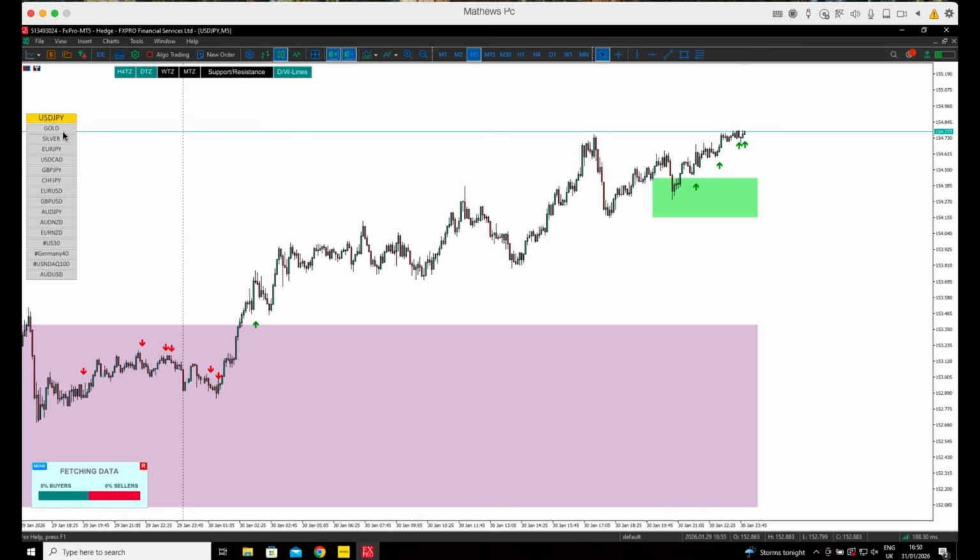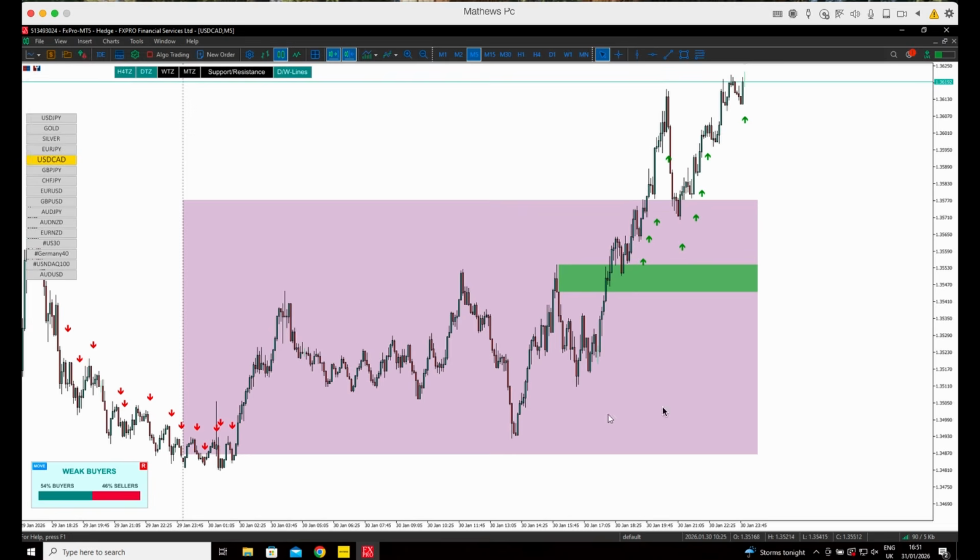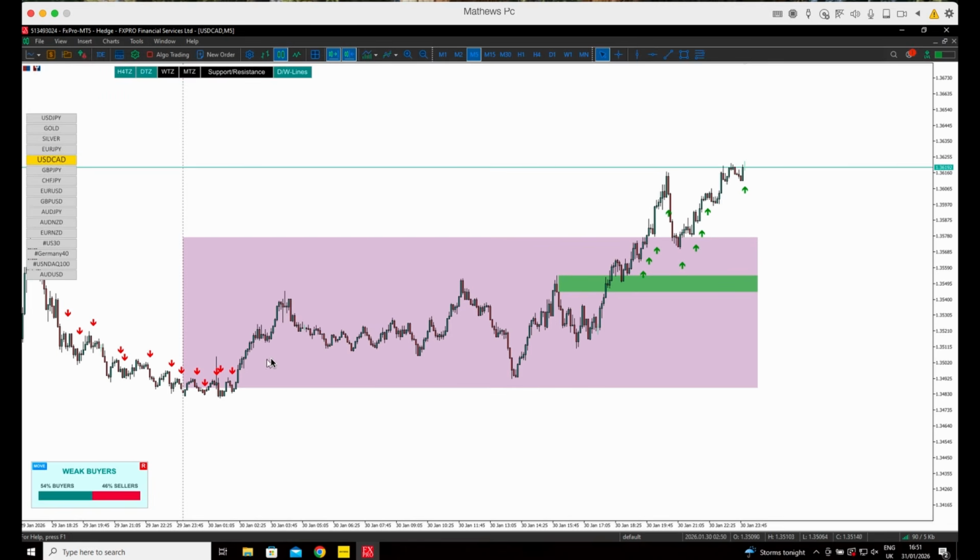All right, so let's look at maybe another pair like USD CAD and see. You can see here, this one performed a reversal, went inside of the tradable zone, broke above, pulled back inside and then went up. So this is a reversal setup as I showed you earlier on. It performed also a reversal on the 4-hour, which is this green one here.